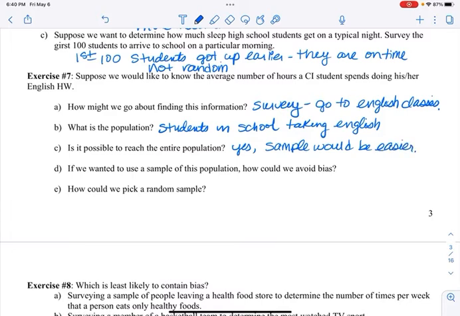If you wanted to use a sample of this population, how could you avoid bias? Well, don't just go to one type of class.